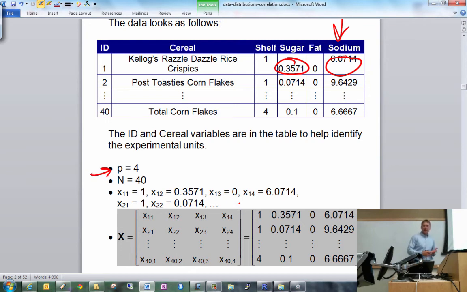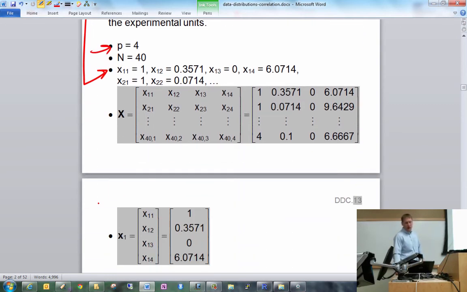So in this case, I'm interested in sugar, fat, and sodium, and also shelf. So p is equal to 4 in this particular case. Capital N is equal to 40. The first observation here, x11 would be 1. x12 would be 0.3571, and so on. I can put all of this into a nice little matrix form. And so here is my data matrix.